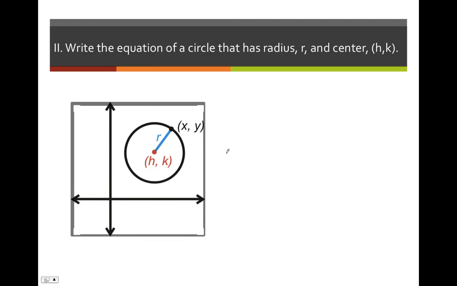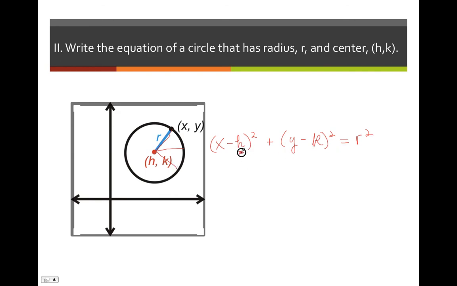For the radius of a circle, you know it's the same all the way around. And if we know the center of the circle, we can write the equation of a circle. So x minus h squared plus y minus k squared equals r squared. This resembles the distance formula because really it's the distance from the center to any point on the circle.